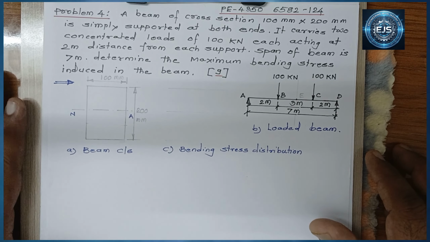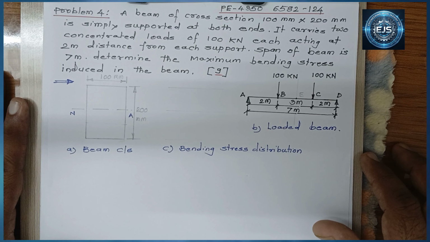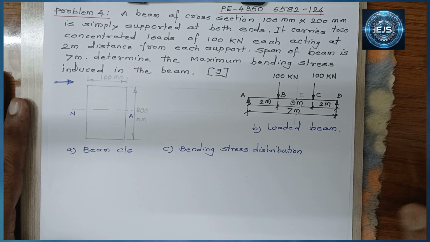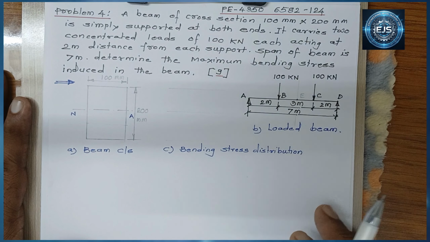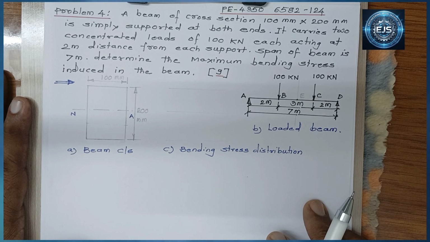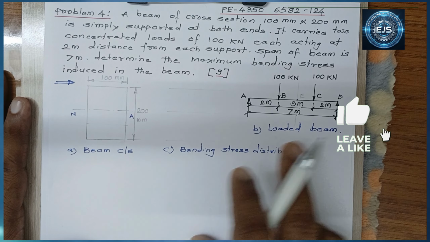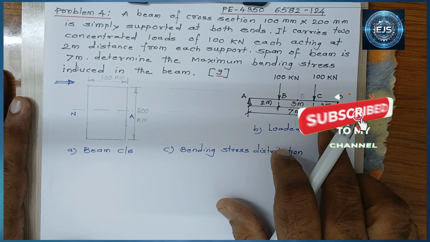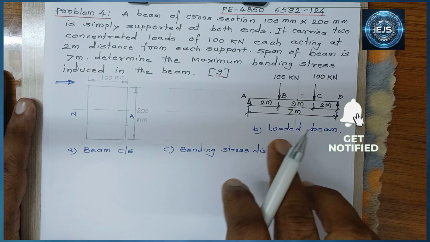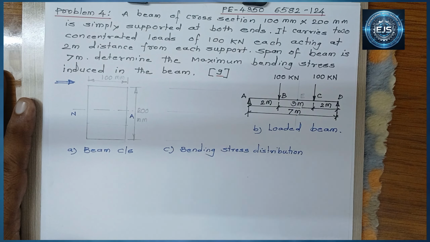Continuing with problem number 4 of the unit on bending stresses in beams. Problem number 4, the statement is as follows. A beam of cross section 100 mm by 200 mm is simply supported at both ends. It carries two concentrated loads of 100 kN each acting at 2 meter distance from each support. The span of the beam is 7 meter. Determine the maximum bending stress induced in the beam. This problem is asked for 9 marks.